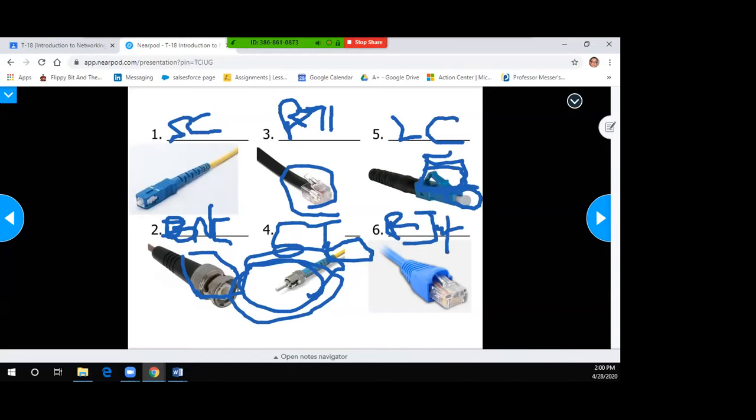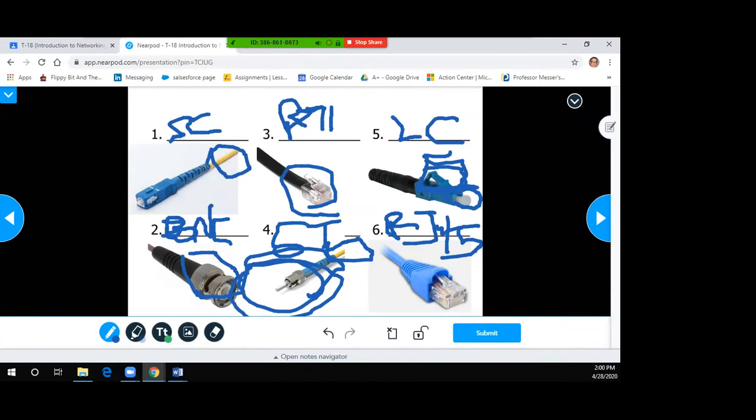RJ45. So does yellow wire in optic mean it's using single mode? That's correct. And the yellow is, I've yet to find a yellow that's not single mode. This is in these little connectors.